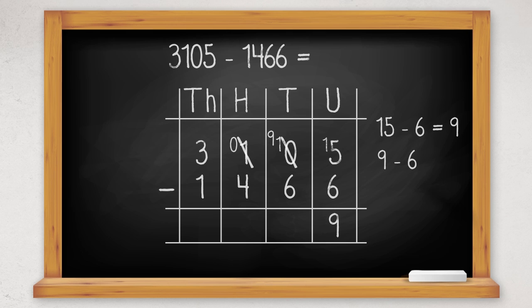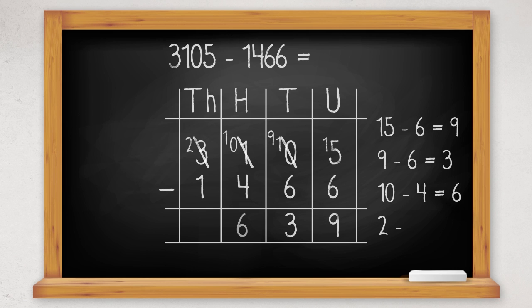9 minus 6 is 3. So 3 goes on the answer line under the tens. 0 minus 4 can't be done, so we need to borrow from the next column. So record this by crossing out 3 and inserting a 2 in the thousands and putting a 1 in the hundreds, which is really 10 hundreds. 10 minus 4 equals 6. Put 6 on the answer line in the hundreds.